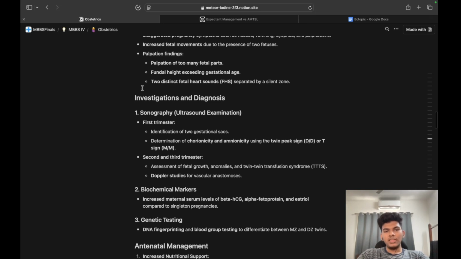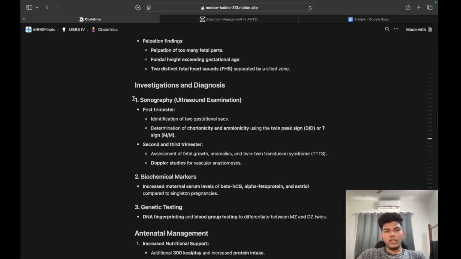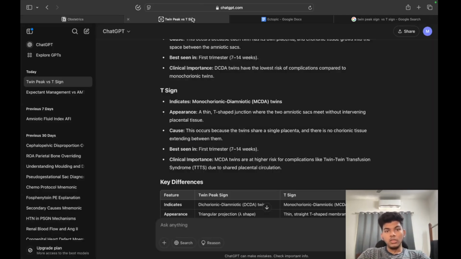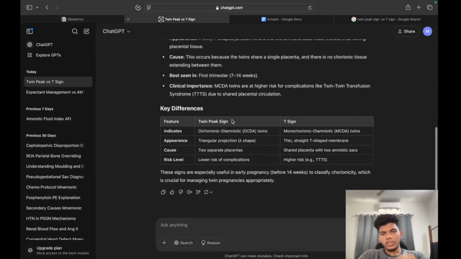Coming to the investigations and diagnosis. The first one is sonography, ultrasound examination. We have first trimester detection and second and third trimester detection. In the first trimester, it is identification of two gestational sacs, and determination of chorionicity and amnionicity using the twin peak sign or T sign. In the case of the twin peak sign, it is dichorionic, diamniotic, and in the T sign it is monochorionic, diamniotic. I have the difference mentioned over here.